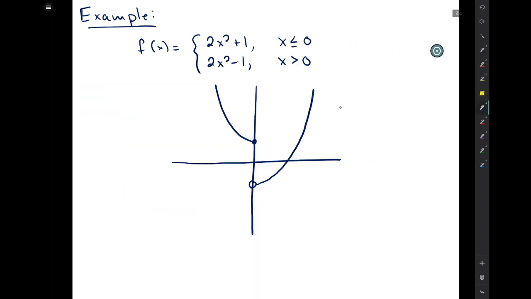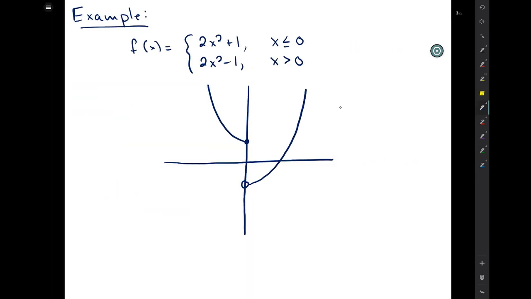So, for example, let's look at the function f of x equals 2x squared plus 1 when x is less than or equal to 0, and 2x squared minus 1 when x is greater than 0. And I have drawn a picture for you. So, again, the question is, does this limit exist? And this function is weird at x equals 0. So when x is equal to 0, we can see from the picture that f has a jump. And so that's some sort of point of interest.